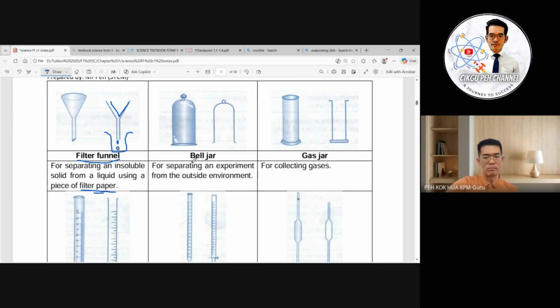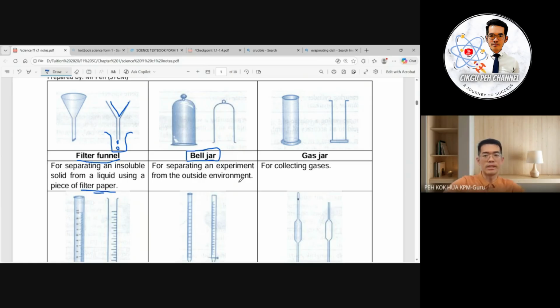Okay, then the next will be the bell jar. Okay, so the bell jar is made of glass which is transparent. We use it for separating an experiment from the outside environment. Okay, so what does this mean? For example, we have to study whether the plant needs carbon dioxide for photosynthesis.